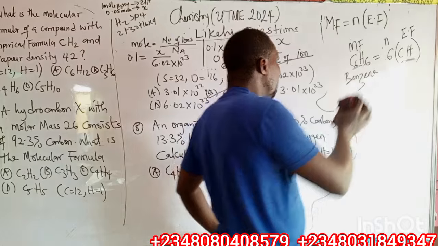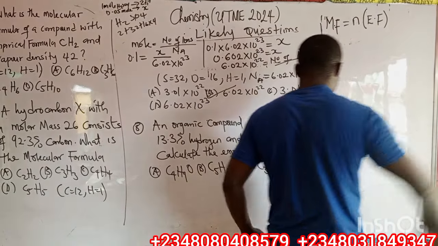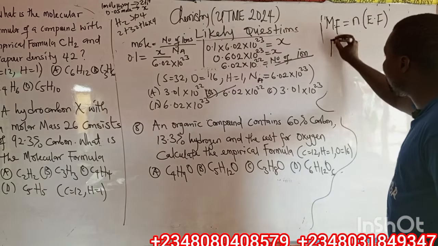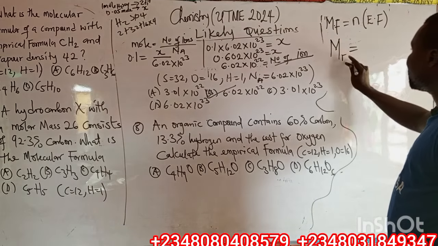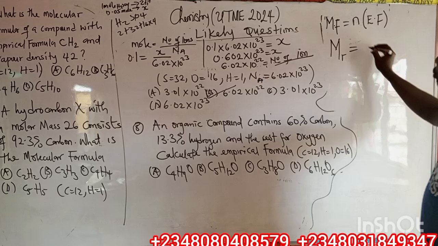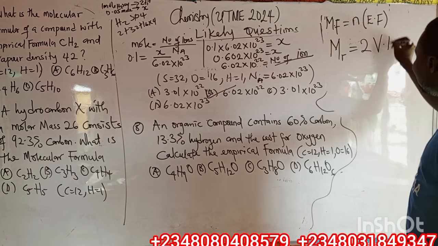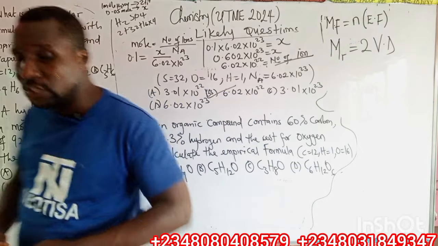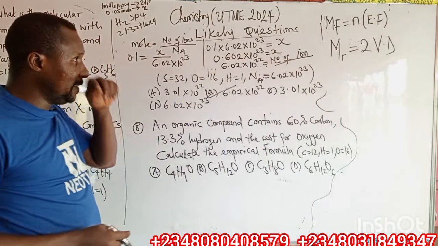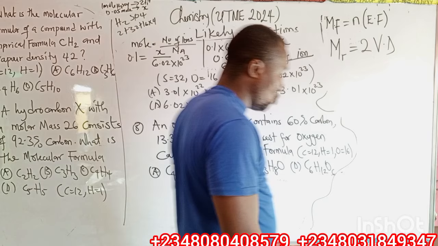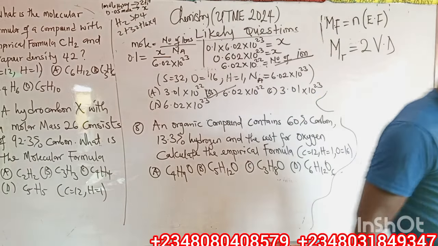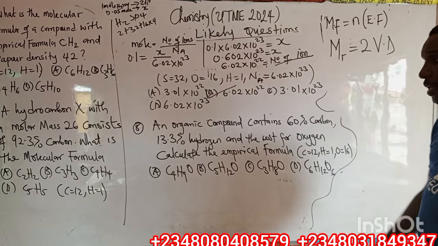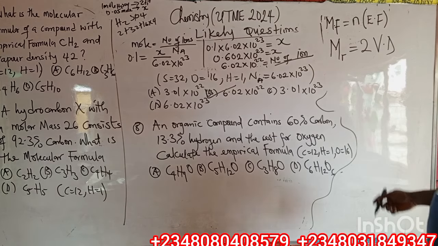Okay, from here, take note of this formula. Relative molecular mass is twice vapor density. Take note of that formula. Relative molecular mass is twice vapor density. Those are the two formulas I will use to solve some of these questions. Then let us look at this first question.